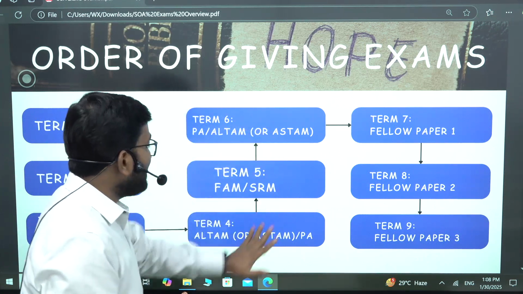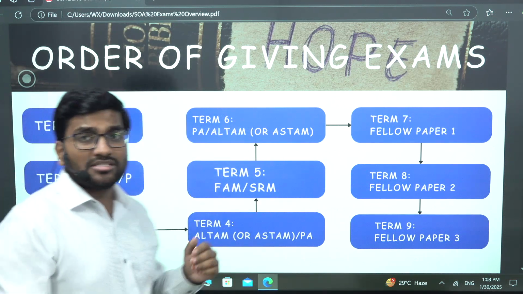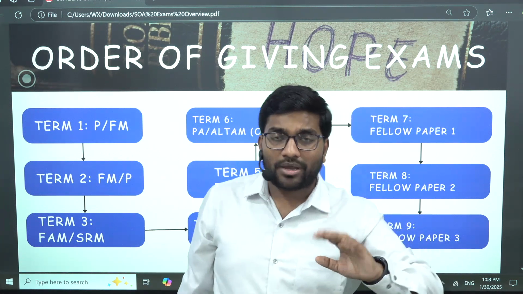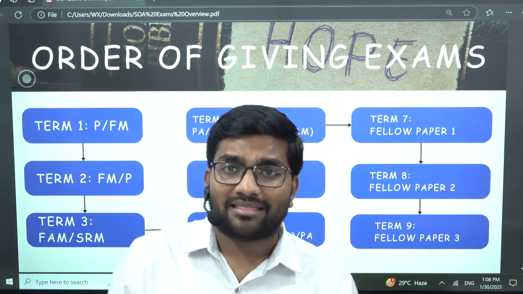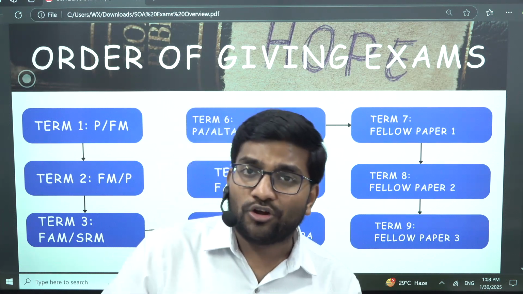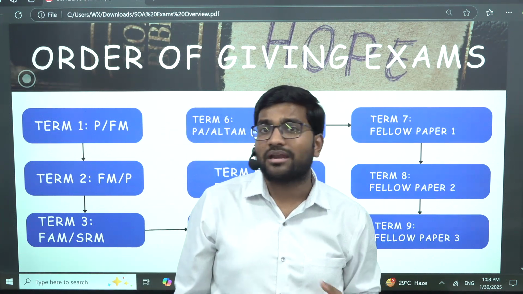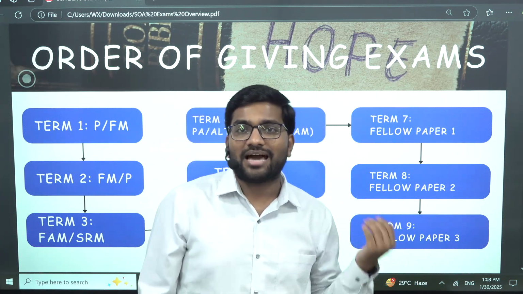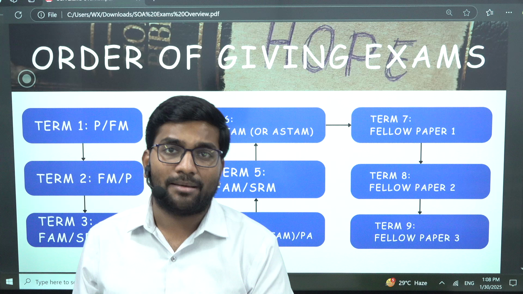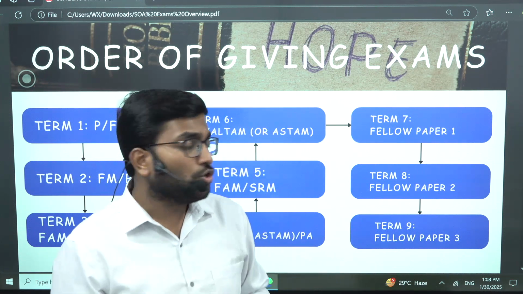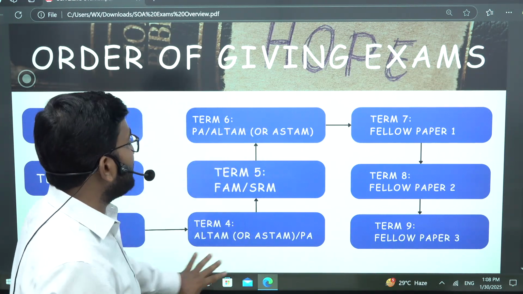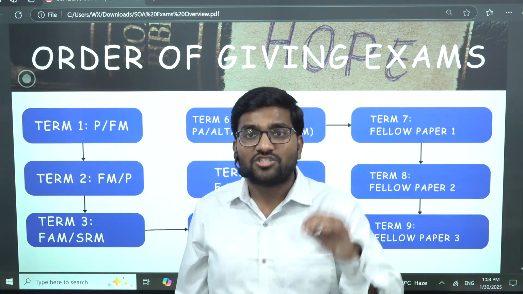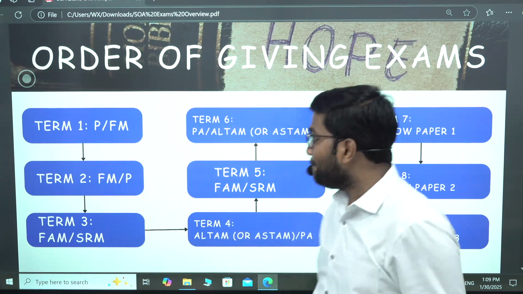So the order is really clear for the SOA exams: you start with P, then you go for FM. These 2 exams are the same. After that, you need to take either the FAM route or the SRM route. If you love statistics, then go with SRM and then you can give PA if you are okay with the cost of the exam. Once you clear SRM and PA, then you can go with FAM and ALTAM or ASTAM. So this is the route. These are the 6 exams that you need to appear for associateship. I hope it's clear. If you have any query, you can post it in the chat box of this video.